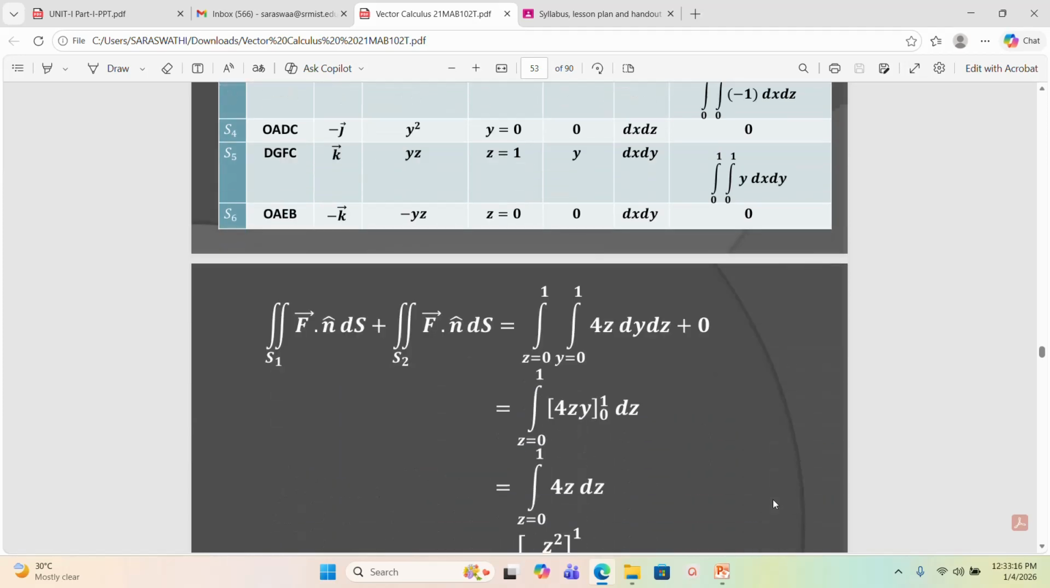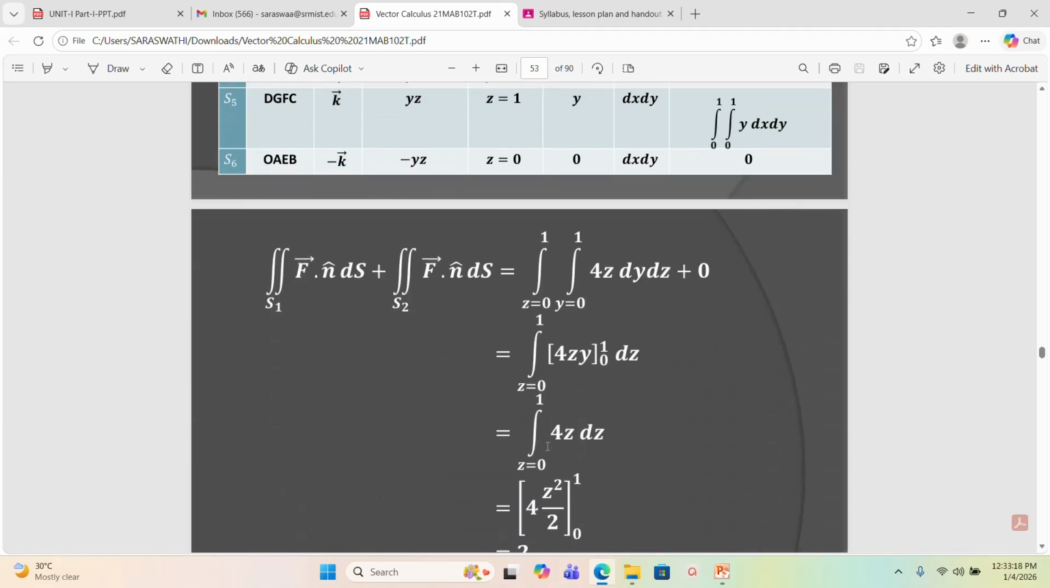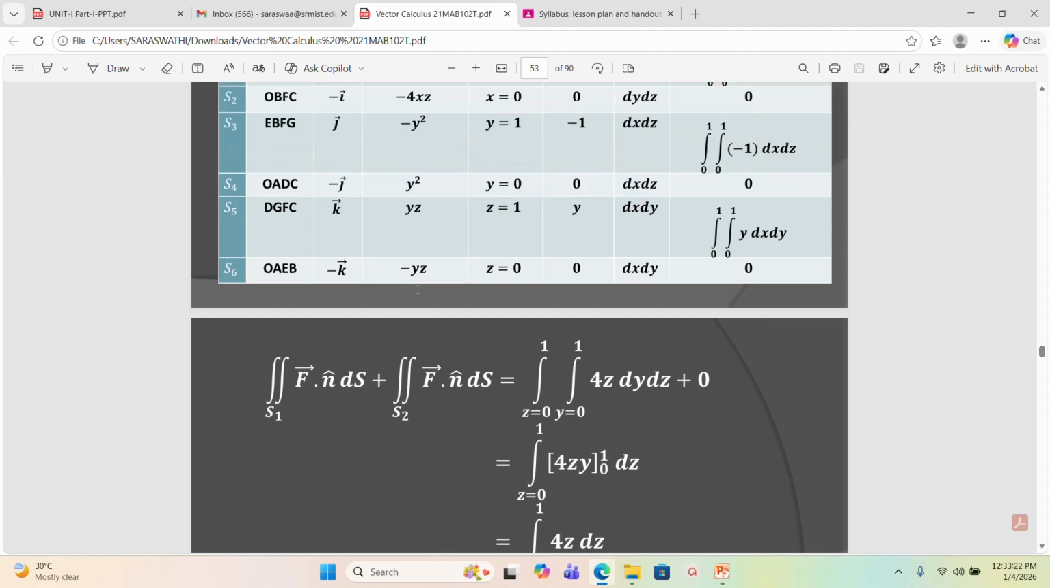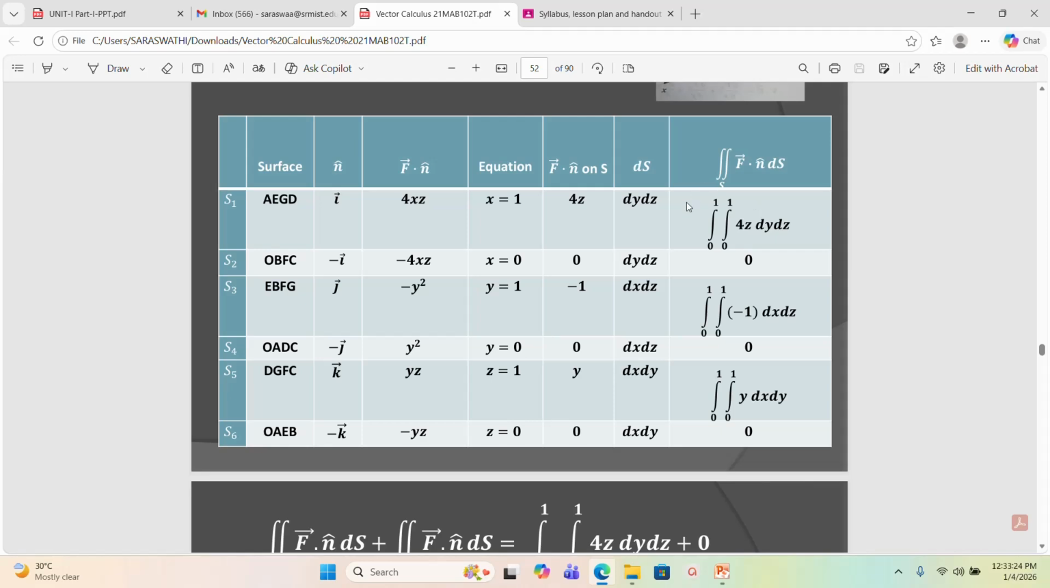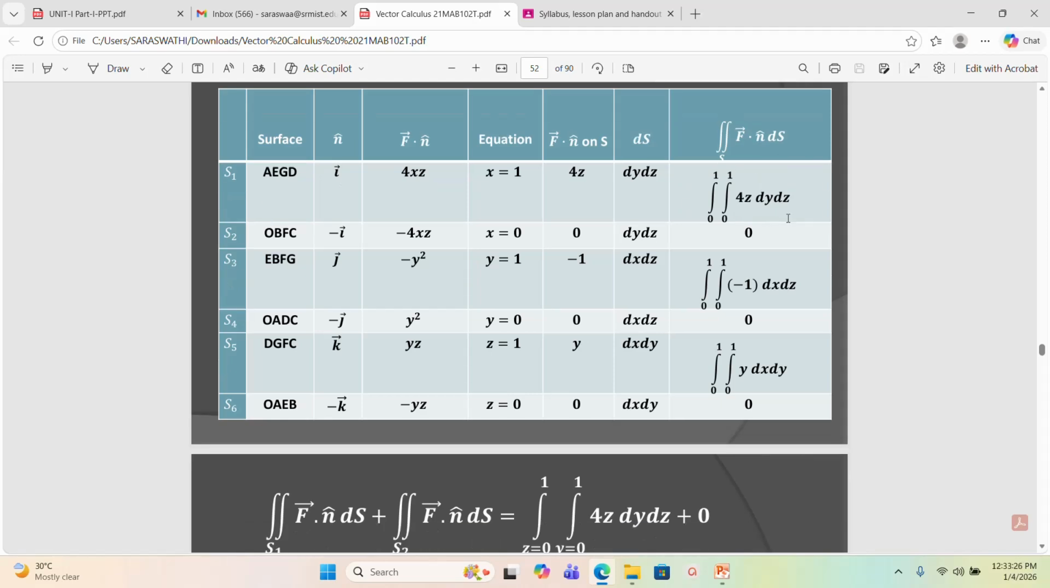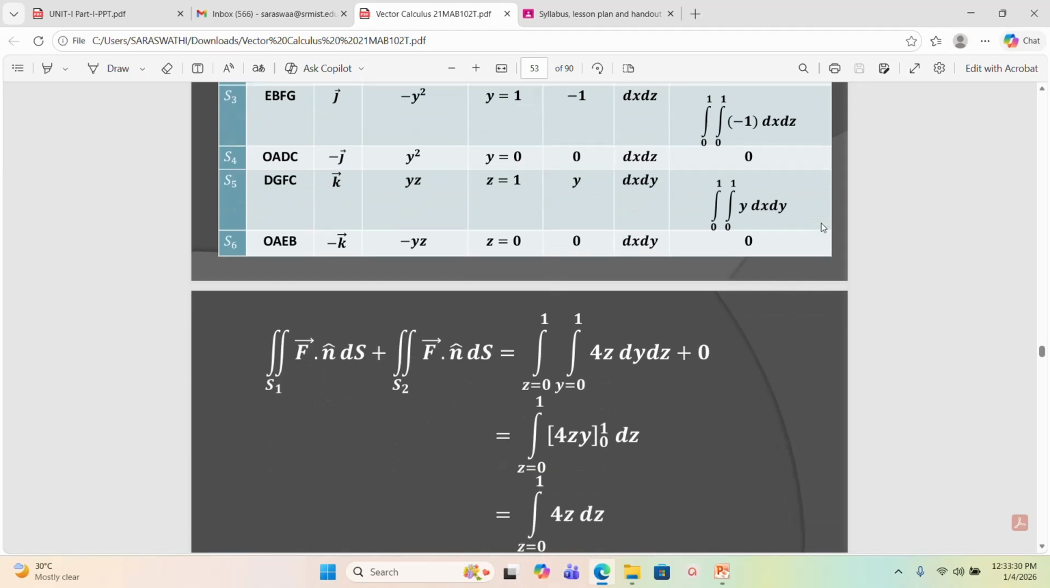So now we have to go for the integration. S1 plus S2, S2 is already 0. So we can find the value of S1: integral 0 to 1, 4z into dy dz. First integrate with respect to y: 4z into y, where 4 is the constant, integral dy is equal to y, with limits from 0 to 1. Now y equal to 1 is the upper limit, minus y equal to 0 is the lower limit.